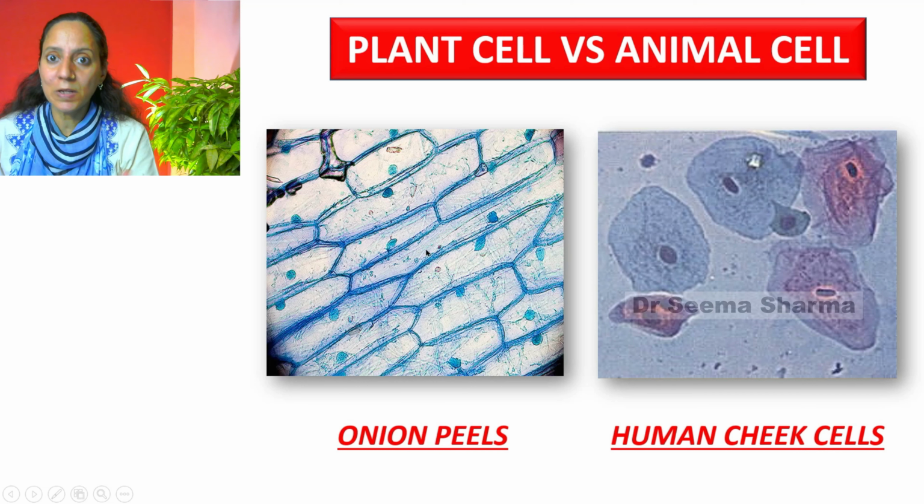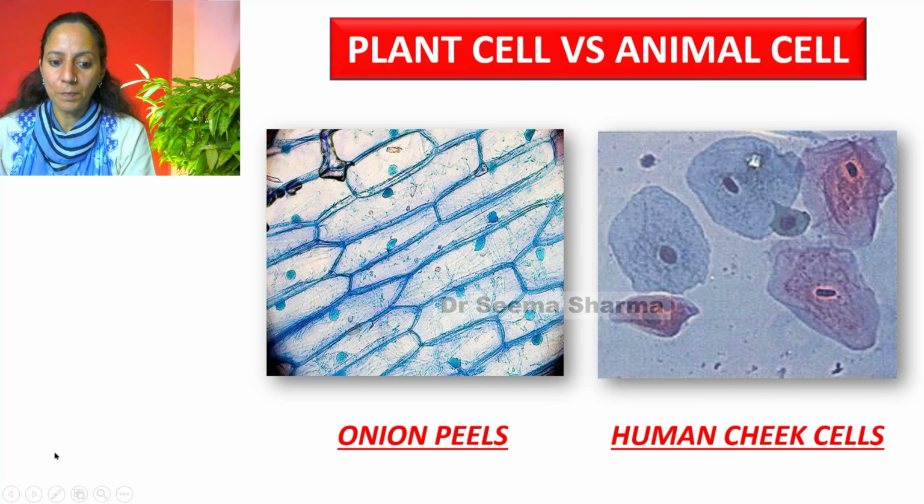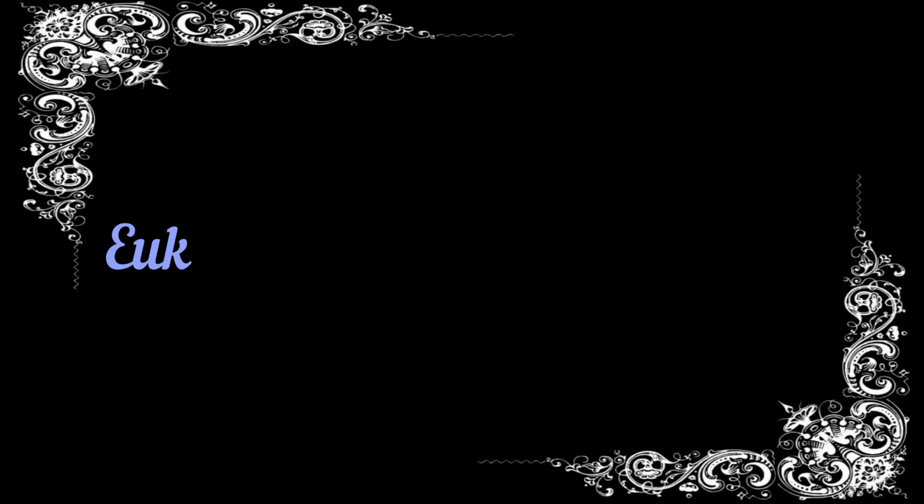These are the actual pictures of onion peel cell and human cheek cell taken from the compound microscope. Here you can see that the differences between the animal cell and the plant cell are clearly visible in these two slides. I'm sure the basic structural and functional differences between the animal cell and plant cell are clear to my viewers now. Viewers, there are two more terms in this chapter, and they are related to the basic categorization of cells.